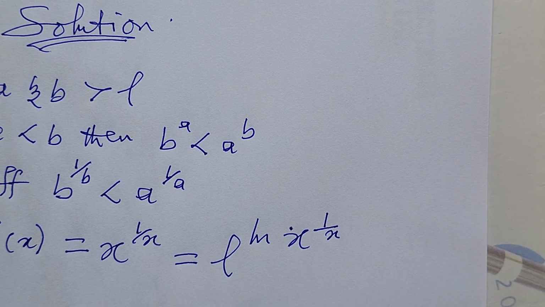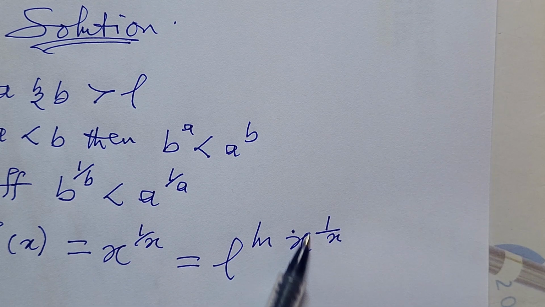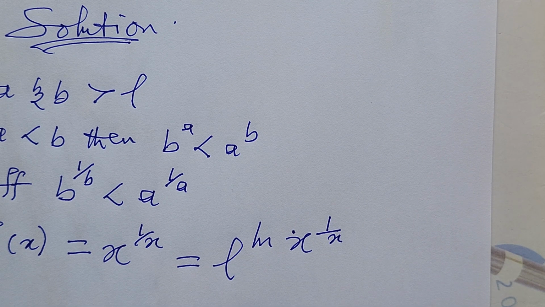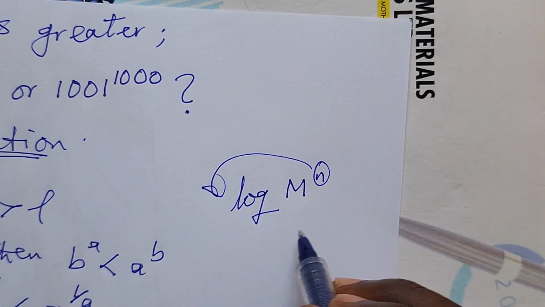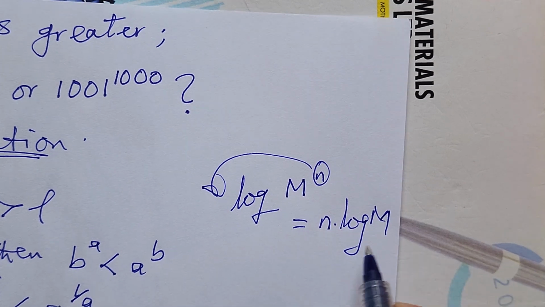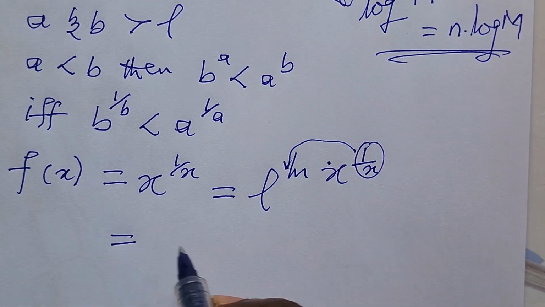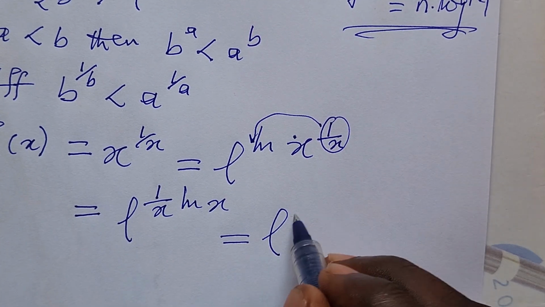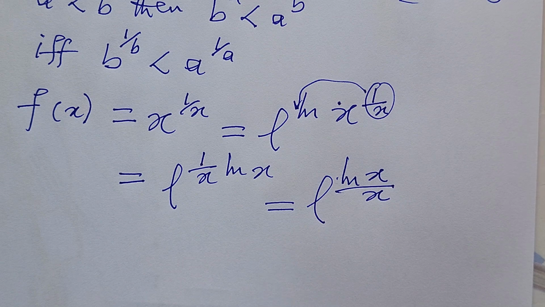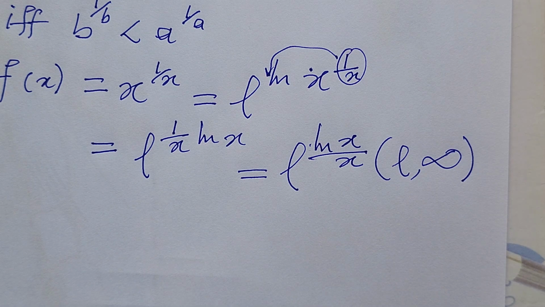Why? Because we know that e to the power of ln, where ln is base e, cancels out to give us this. So we can rewrite this expression in this format. Again, we can apply the law of logarithms, which says that if you have log of m to the power of n, you move the exponent to the front to give n times log of m. If we apply this, we move the exponent back here, which gives us e to the power of 1 over x times ln of x, which is the same thing as e to the power of ln x over x. But this is a decreasing function, if you look at it very well, on the interval from e to infinity.